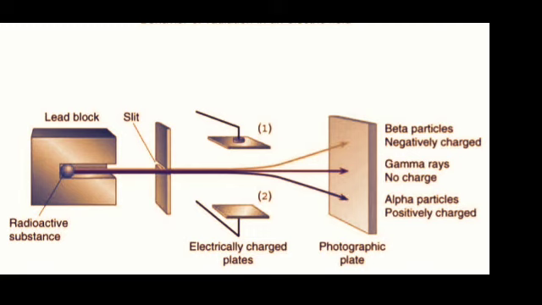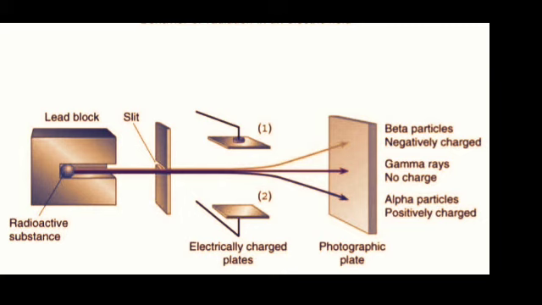Next topic is nature of radioactive radiations. In 1899, Rutherford discovered that the radiations emitted by radium were of two types. They are called alpha and beta radiations. Villard discovered the third type, namely gamma radiations. When these rays are allowed to pass through two oppositely charged plates, they get separated. This method was introduced by Rutherford in 1902.